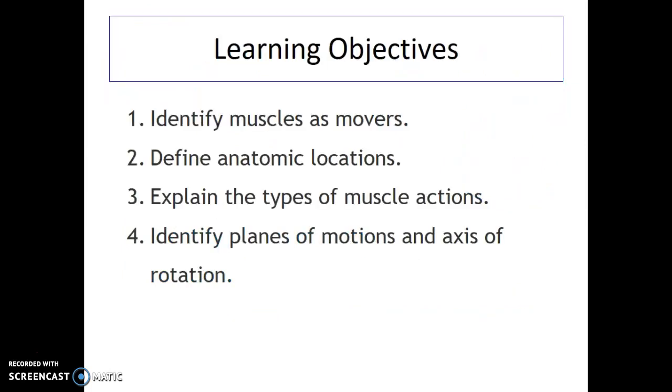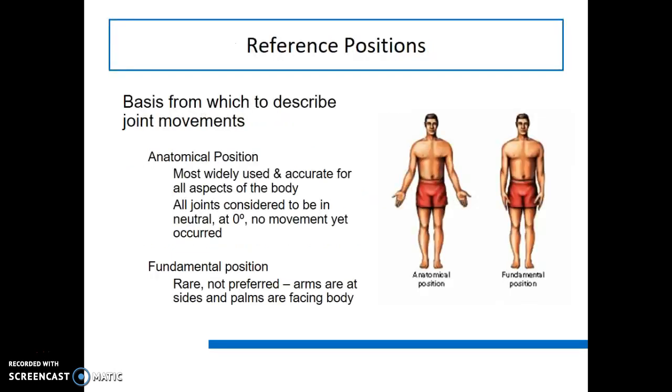So initially, we want to try to identify muscles as movers, defining those specific anatomical locations, explaining the types of muscle actions that the body can have, as well as identifying the planes of motion and the axes of rotation regarding those planes. So to start off, to really understand what anatomical position is, you will be able to best understand all of the different directional terms.